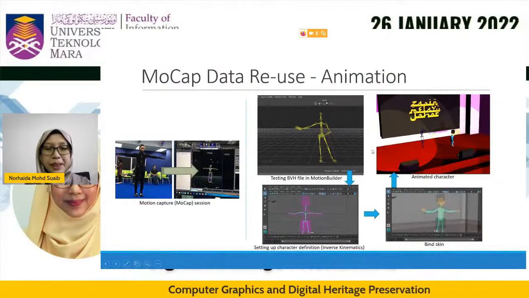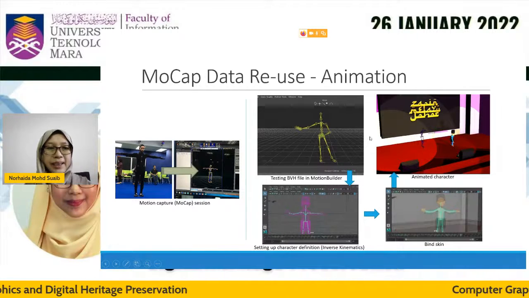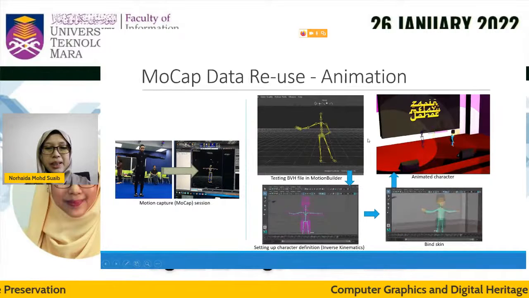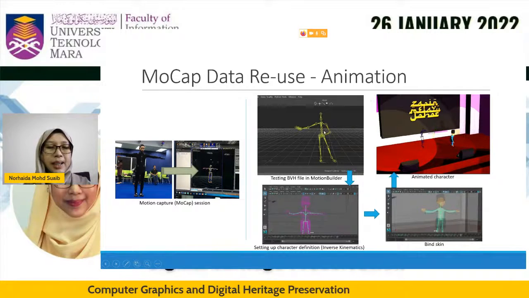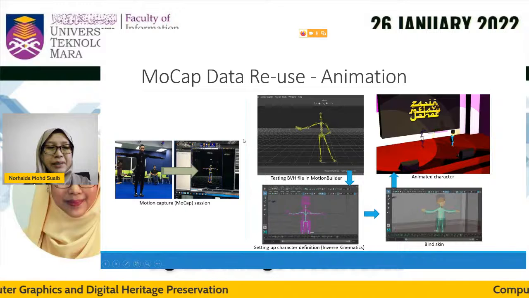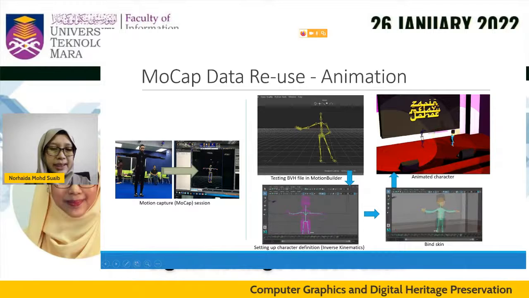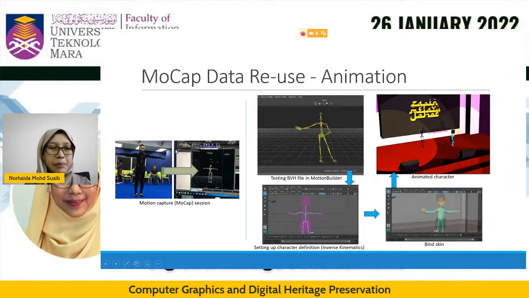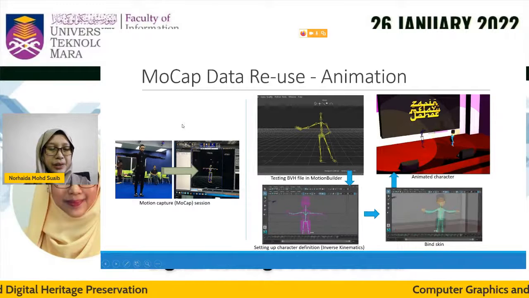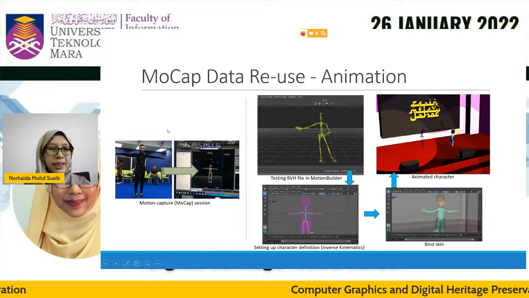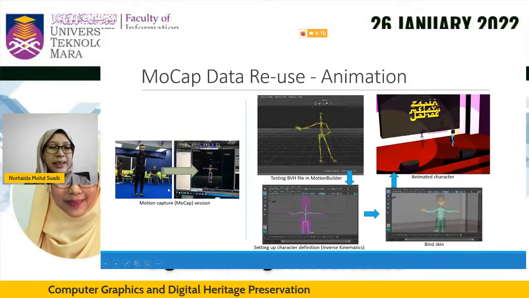Okay, so the previous example shows the development types of project. So now is more on using the motion capture data to create animation. Later I will describe why we do the motion capture session. It's related to the Zapin dance, one of the intangible cultural heritage found mostly in the southern part of Malaysia. So we asked the expert from Yayasan Warisan Johor to collaborate with us.